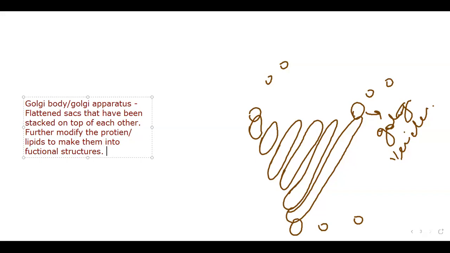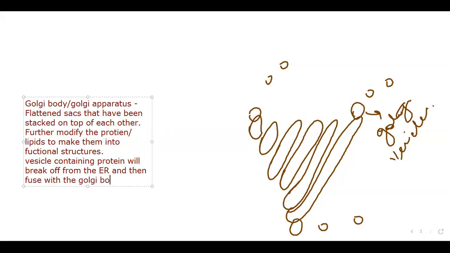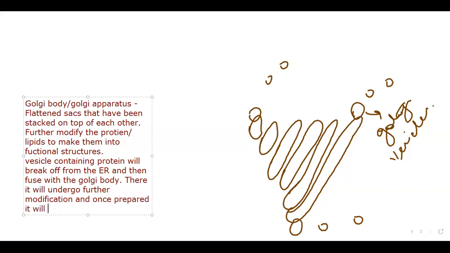So what's going to happen is that a vesicle containing protein will break off from the endoplasmic reticulum and then fuse with the Golgi body. There, it will undergo further modification, and once prepared, it will bud off or break away from the Golgi body as a vesicle containing the finished product.